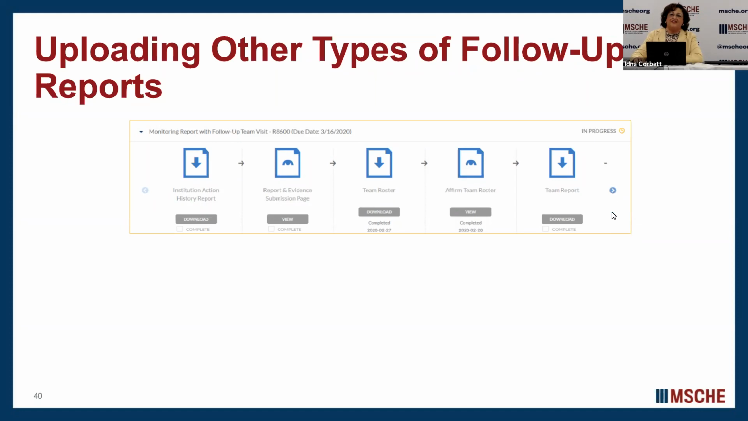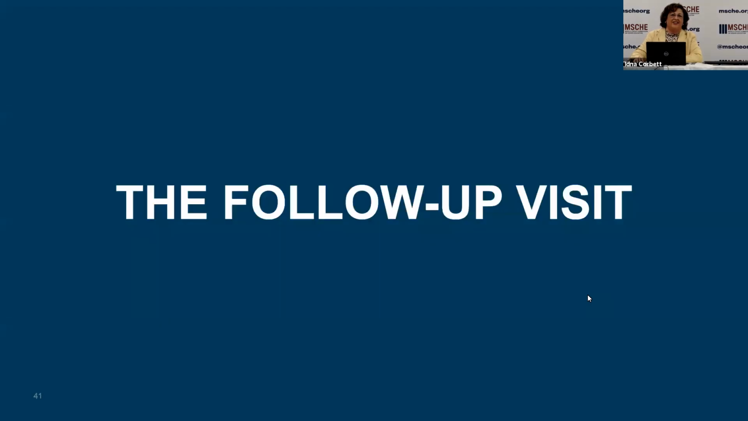But you will see that there's also a little arrow on the right. There are further cards over on the right, so you will see more. You need to click on that arrow to see what's next, because you will need to submit an institutional response to the team report, and you won't be able to see it unless you click that little arrow.